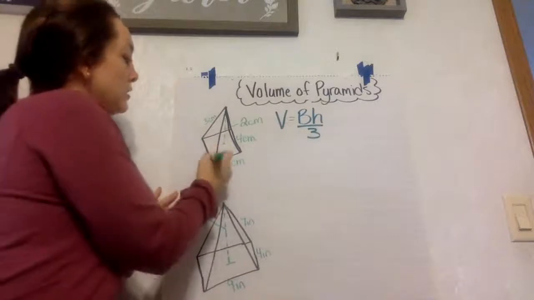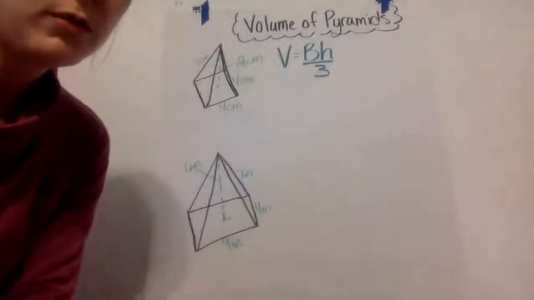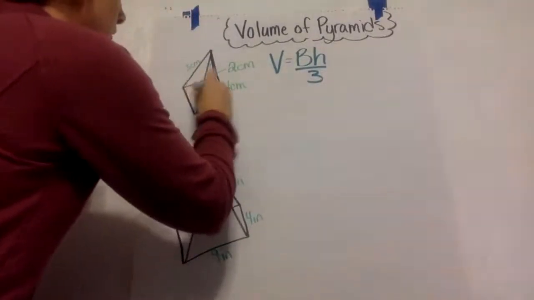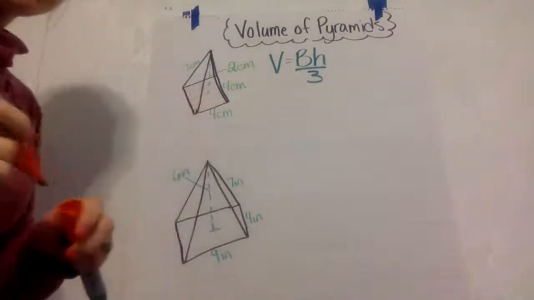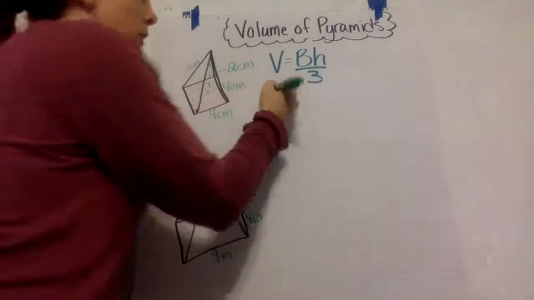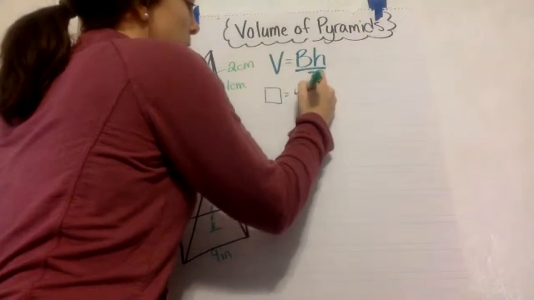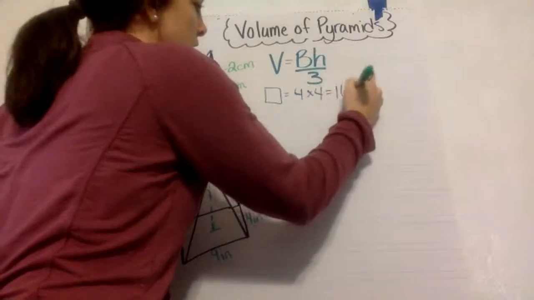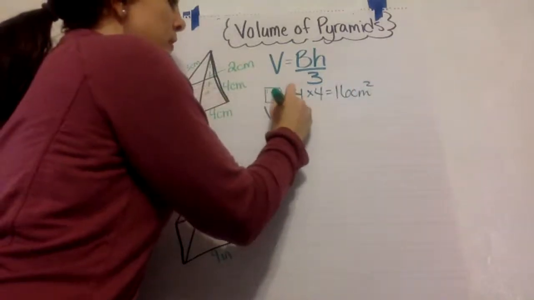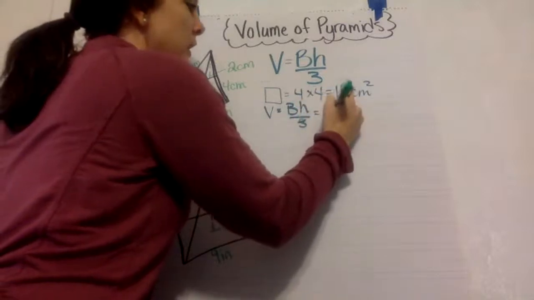So let's do this. So I'm going to color this in. I wish I could get it closer for y'all. Maybe you can zoom in. So this right here, oh, this orange one's terrible. This right here is my base. Well, obviously 4 by 4, that's a square. So I'm going to do my square, and I know it's 4 times 4, so I know it's 16 centimeters squared, right? So then I'm going to do base times height and divide by 3. Well, 16 is my base.